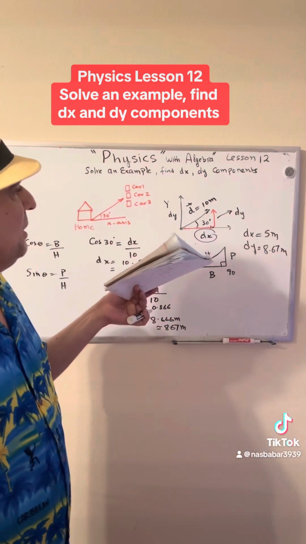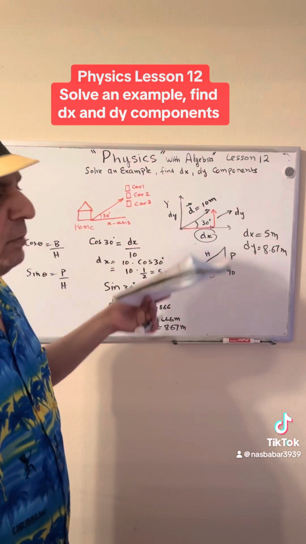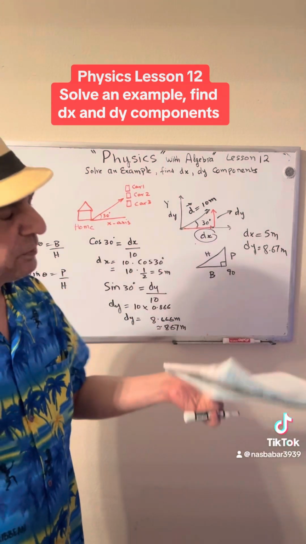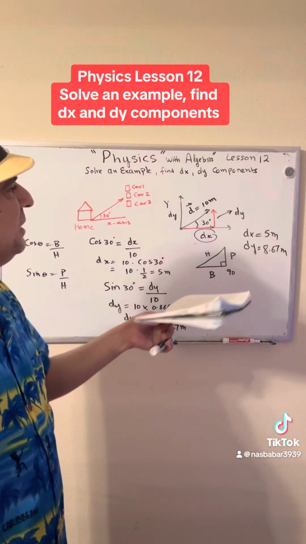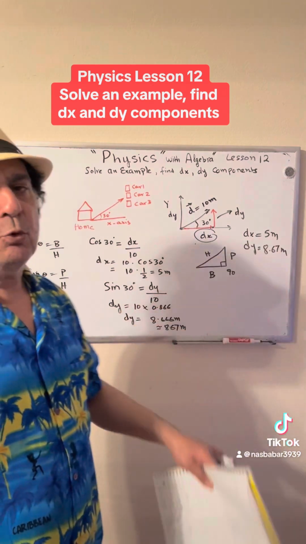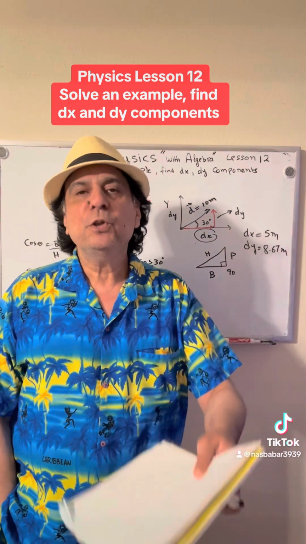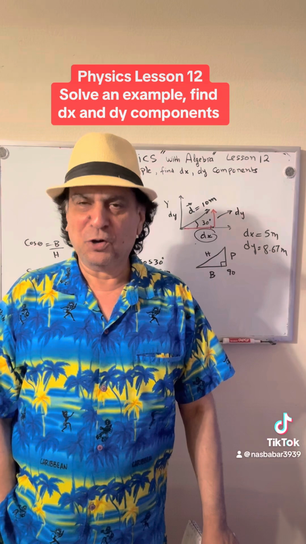You could represent this by saying go out 30 degrees, that's fine too. But I find the dx and dy components easier. What do you think? Give me your thoughts.